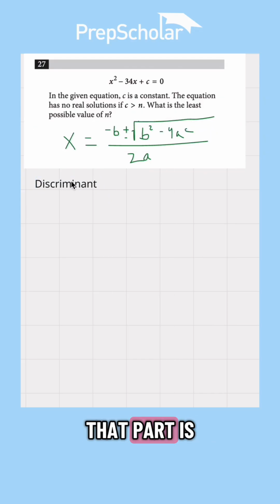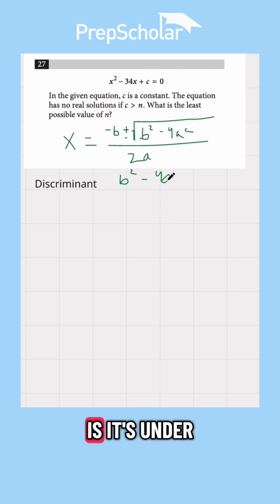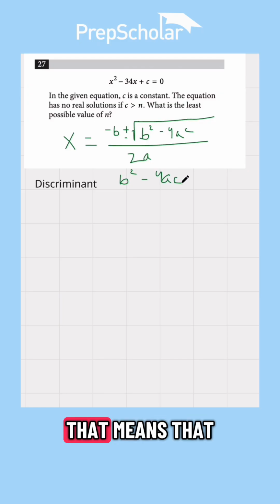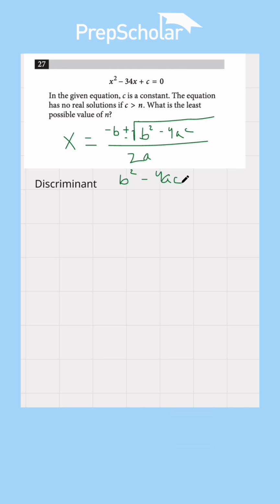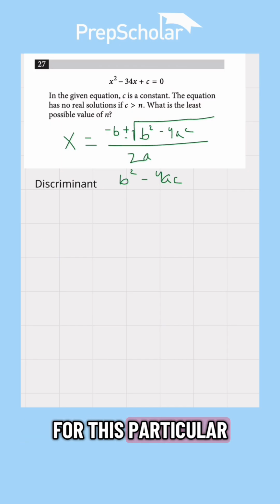So that part is a portion of the quadratic equation. It's this, b squared minus 4ac. What I want you to notice is it's under a square root. That matters because if it's negative, that means this equation can't exist anymore, at least not on the Cartesian real plane. So as the bigger c gets in relation to b, the closer you'll get to the point where you're subtracting a really big number from a fixed positive quantity, so you'll get something negative under the square root. That's the limiting factor that we'll be looking at here for this particular question.